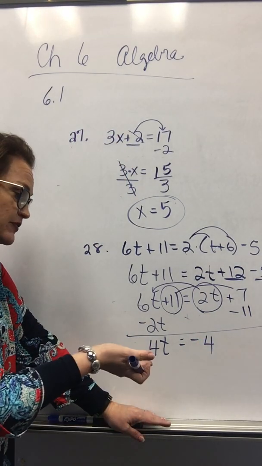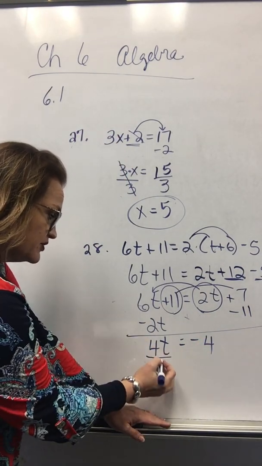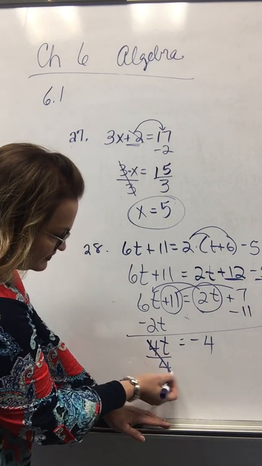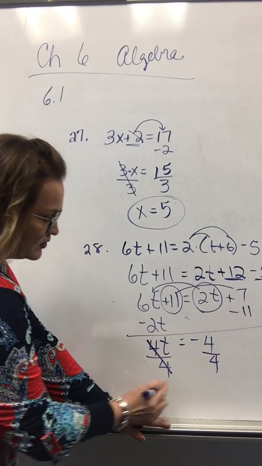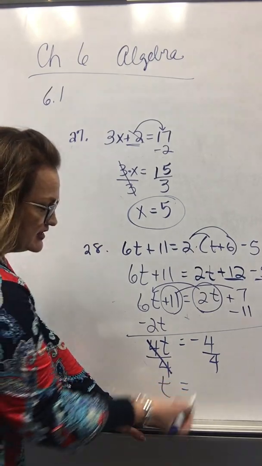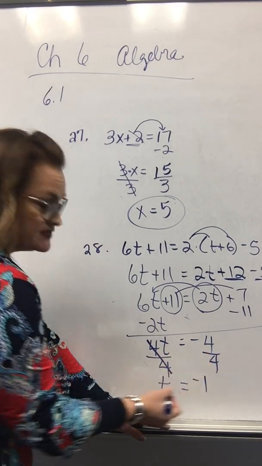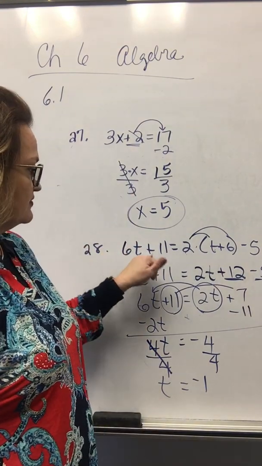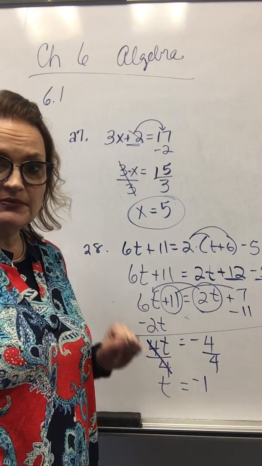And then the last step we always do is divide by what's in front of the variable. I guess the last step is checking, but the last to solve, divide by the 4. Divide by 4, that makes t positive t, and a negative divided by a positive is negative. Should be negative 1, and then check it. 6 times negative 1 plus 11, plug it back in, make sure it works.